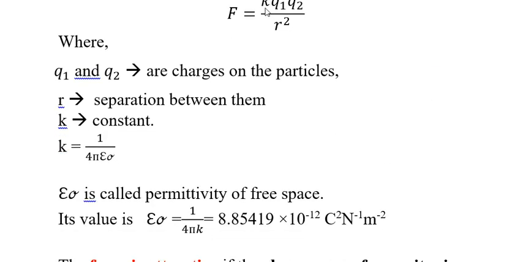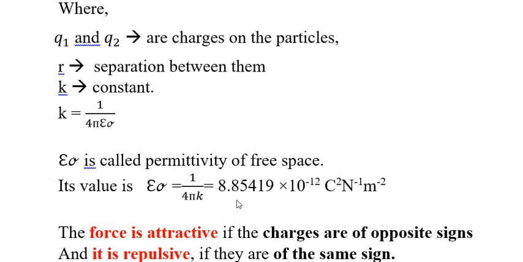Then again the k, you can see over here that k is a constant and it is written as 1 upon 4 pi epsilon, among which epsilon is called the permittivity of free space, and its value is given as 8.85419 into 10 to the power minus 12.